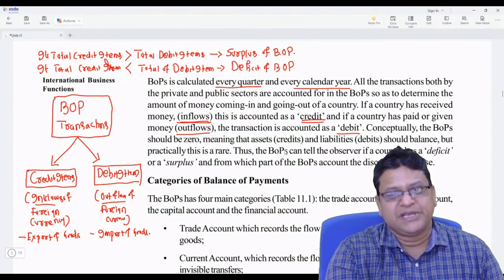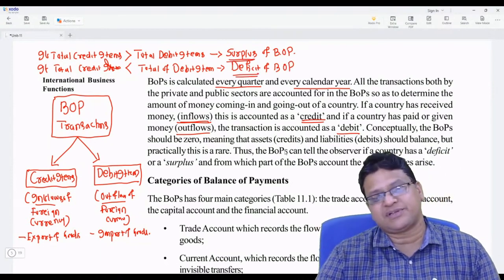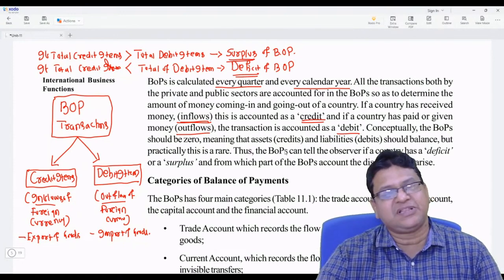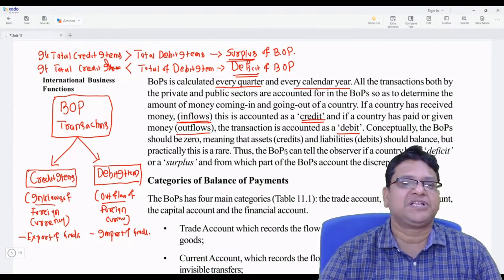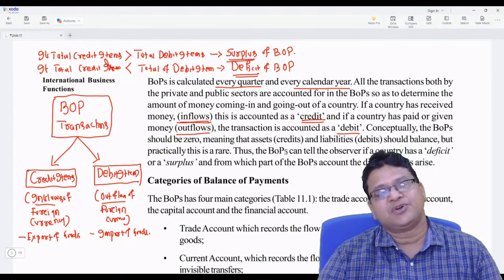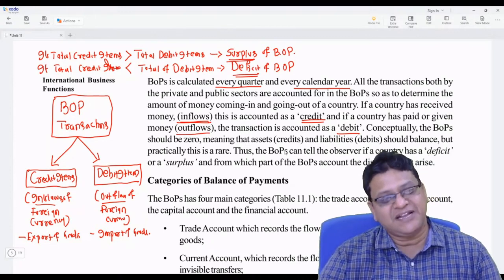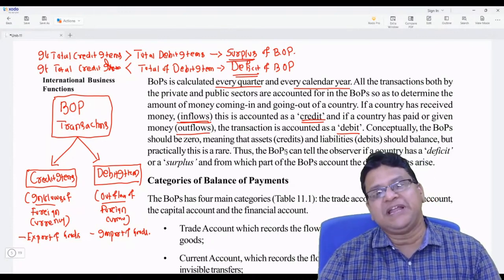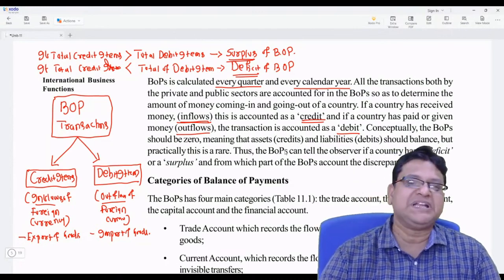So in BOP, there can be a surplus or there can be a deficit. BOP surplus occurs when credit items are greater than debit items. Suppose credit items are 100 and debit items are 80. So there will be a 20 BOP surplus. Suppose credit items are 100 and debit items are 110. In that case, there will be a 10 BOP deficit. So there can be BOP surplus or BOP deficit.